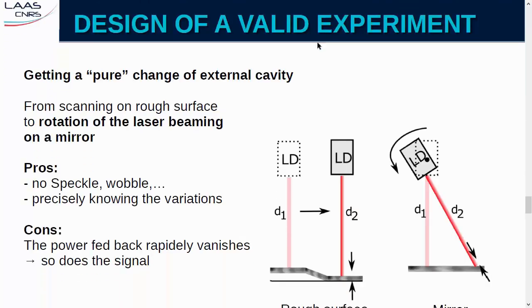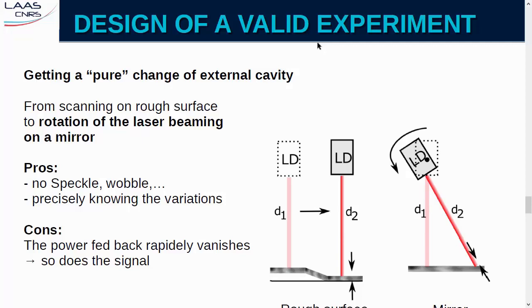So that was for the modeling, but then comes the valid experiment that we wanted to build. The idea was that we wanted a pure change in the external cavity length, that will not be vibration. We've seen that with scanning a rough surface, we will have a lot of issues, as I already mentioned: the speckle, the wobble, etc. So we decided to go from scanning to tilting the laser onto a very flat surface that is free of speckle. That means a mirror. So the advantages, of course, is that in this case there will be no speckle, no wobble, and we will know very precisely the variation of the distance.